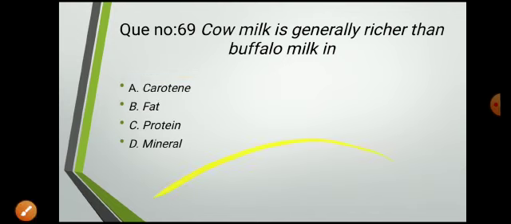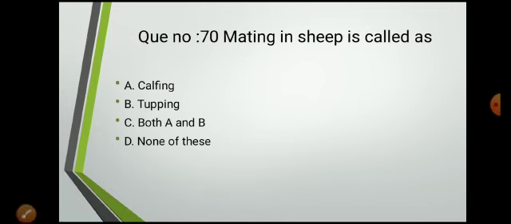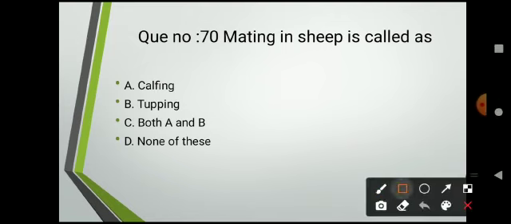Last question, question number 70. The mating in sheep is called as. Options are calving, tupping, both A and B, and none of these. The correct option is option B, tupping. The mating in sheep is known as tupping.